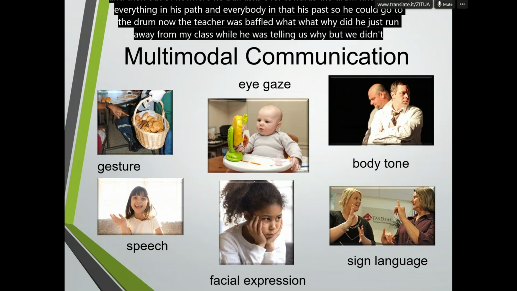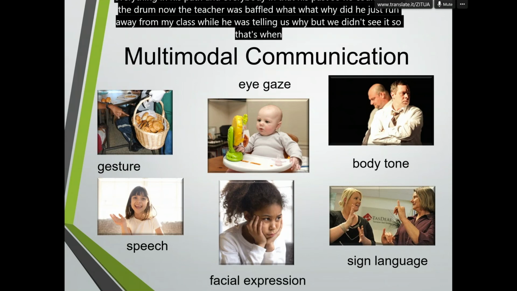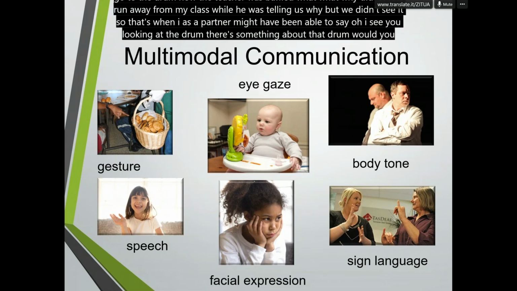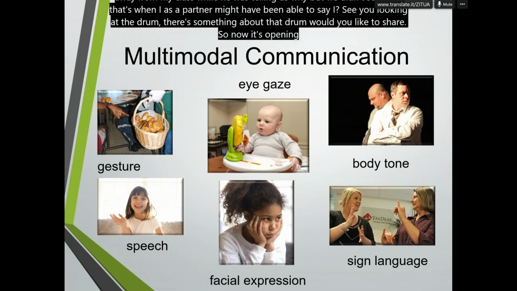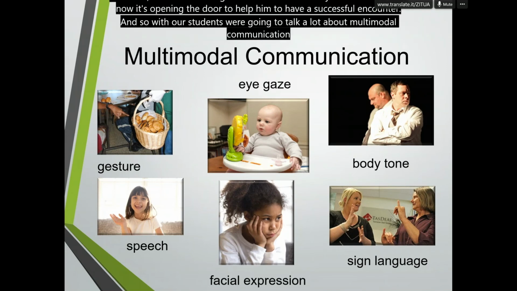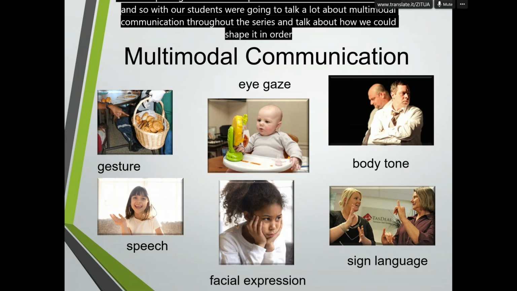So that's when I, as a partner, might have been able to say, oh, I see you looking at the drum. There's something about that drum. Would you like to share? So now it's opening the door to help him have a successful encounter. And so with our students, we're going to talk a lot about multimodal communication throughout this series and talk about how we could shape it in order to build on that so that we can make interactions more successful.